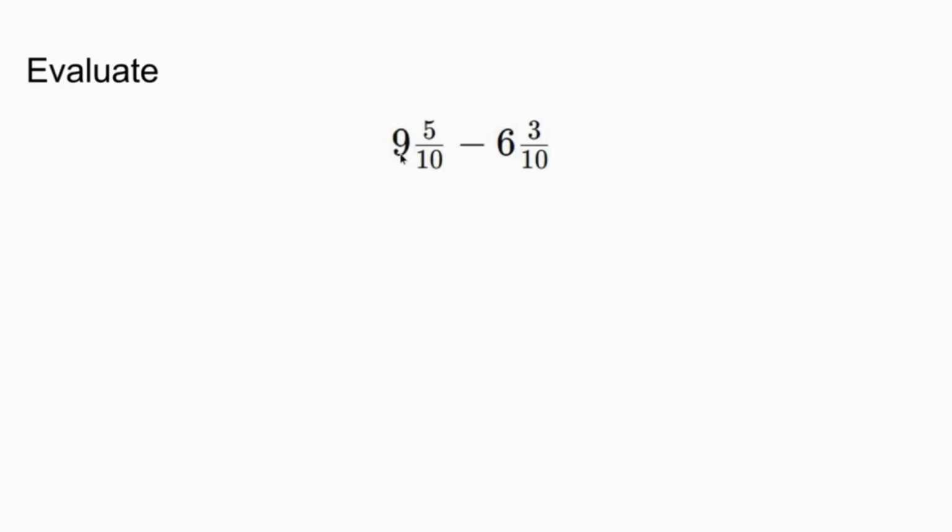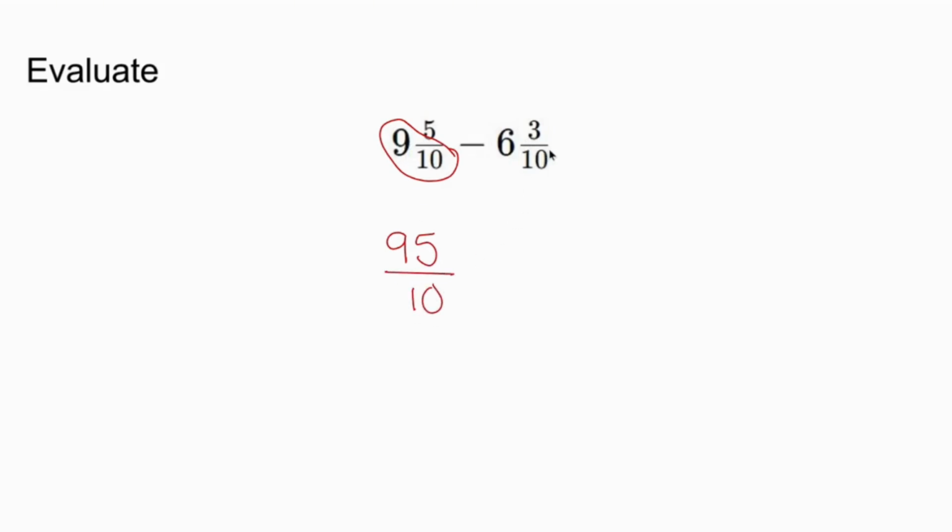Well, take your whole number and your denominator, multiply them together. 9 times 10 is 90. Now you take that 90 and add it to the numerator. 90 plus 5 is 95. That becomes your new numerator. Your denominator of 10 stays the same.